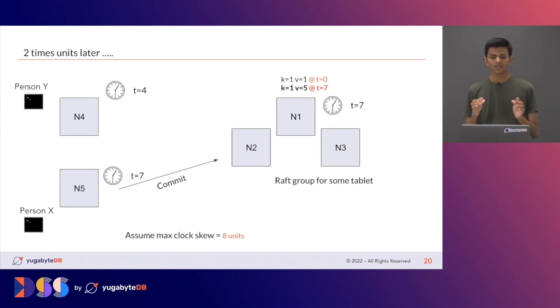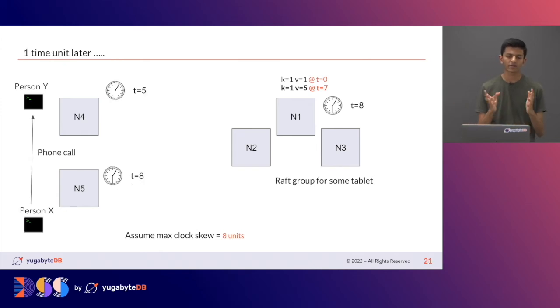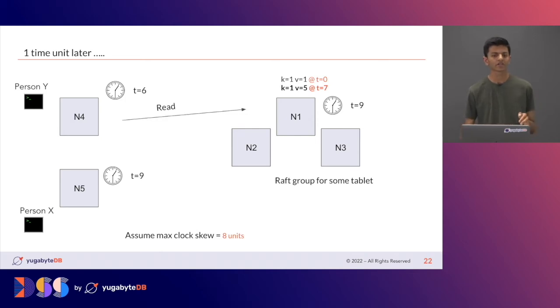So given that the person committed at t equals 7, let's assume that after a time unit, person x gives a phone call to person y and says, hey, I just wrote this data, you can go ahead and read, right? So if that happens, and if person y after 1 time unit issues a read, right? So here's where the problem comes. So person y connects to a node which sees time as 6. So n4 performs a read at t equals 6.